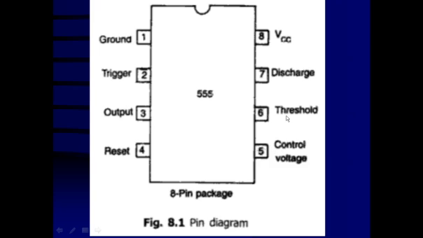Pin number 6 is called the threshold terminal. Here it gives the threshold terminal. The upper comparator reference voltage is connected to pin number 6. So when the capacitor is going to be discharged and when the capacitor is going to be charged is decided by 2/3 VCC at this particular terminal.